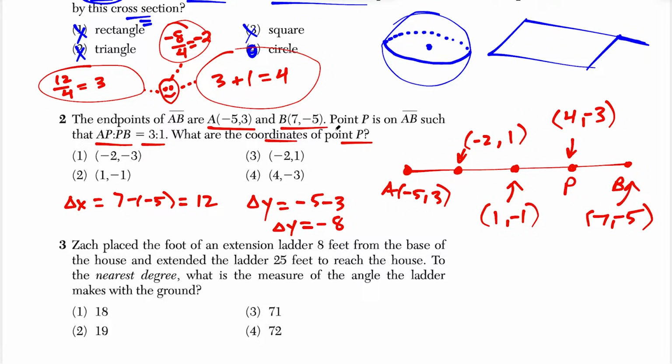But we're interested in what are the coordinates of point P, and point P is going to be at 4, -3. Now, one more thing before we move on. If you want a faster way to do this, but this is less conceptual, this is just more of a technique to follow. You look at the A value here, that's where you're starting.